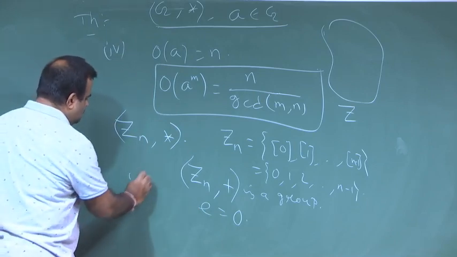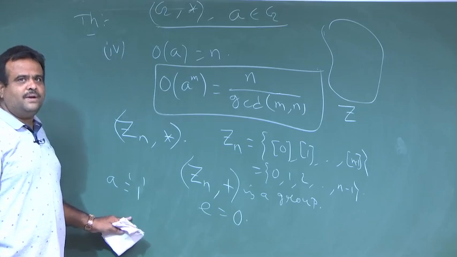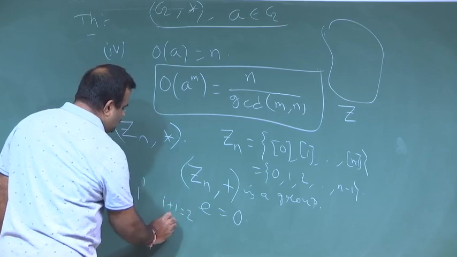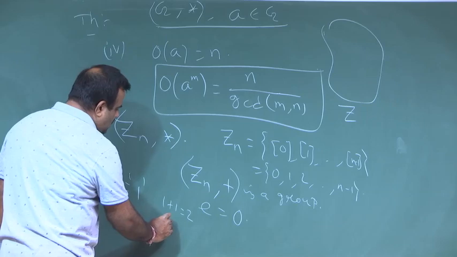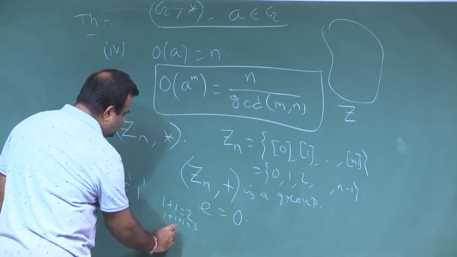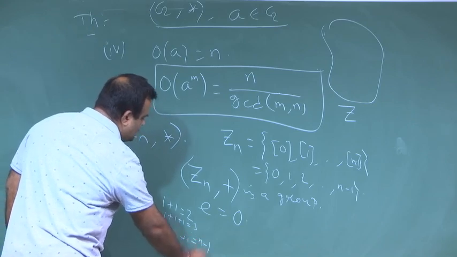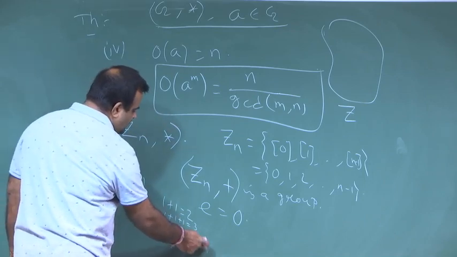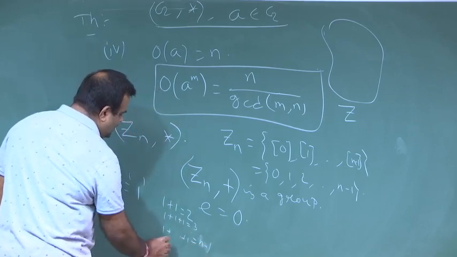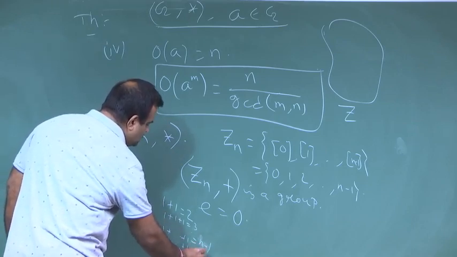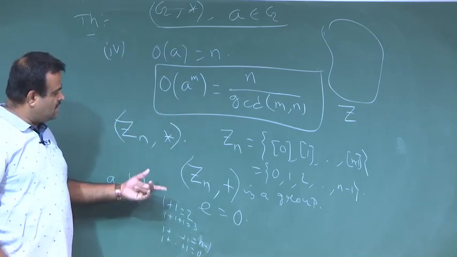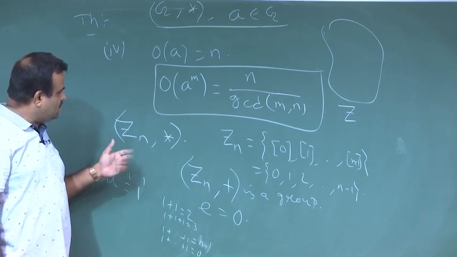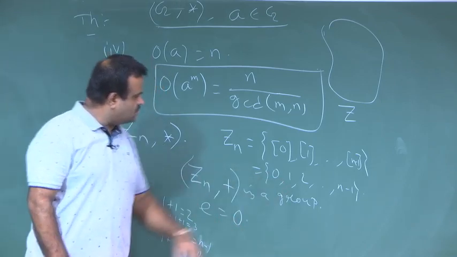Now, if you take the element 1, a equal to 1, then what is the order of this element? The order will be n, because 1 plus 1 is 2, 1 plus 1 plus 1 is 3, and so on, all giving distinct elements. Up to n minus 1 times it gives n minus 1, and n times it gives n, which mod n is 0. So, the order of the element 1 is n. This is an example where the order of an element is n.